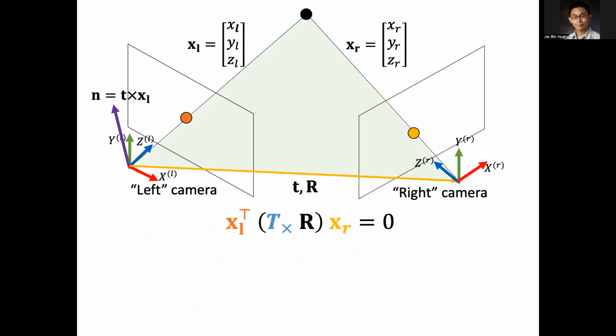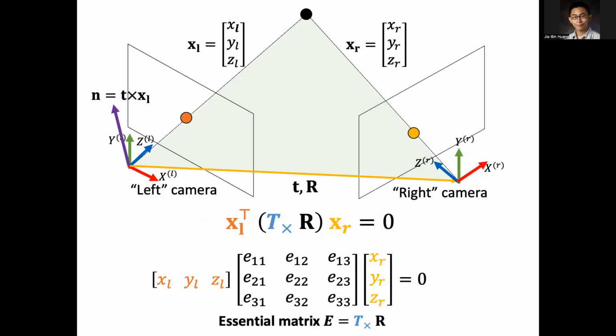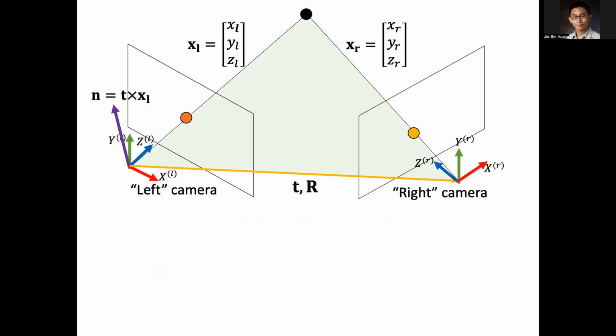Make sense? All right. And then we can say the Tx, this cross product, and this guy, I don't know what that is, but I can just say it's a 3x3 matrix. And that 3x3 matrix, we give it a name called essential matrix, right? That's essential because this is how you relate the cameras, okay? So you have these expressions like this, okay?